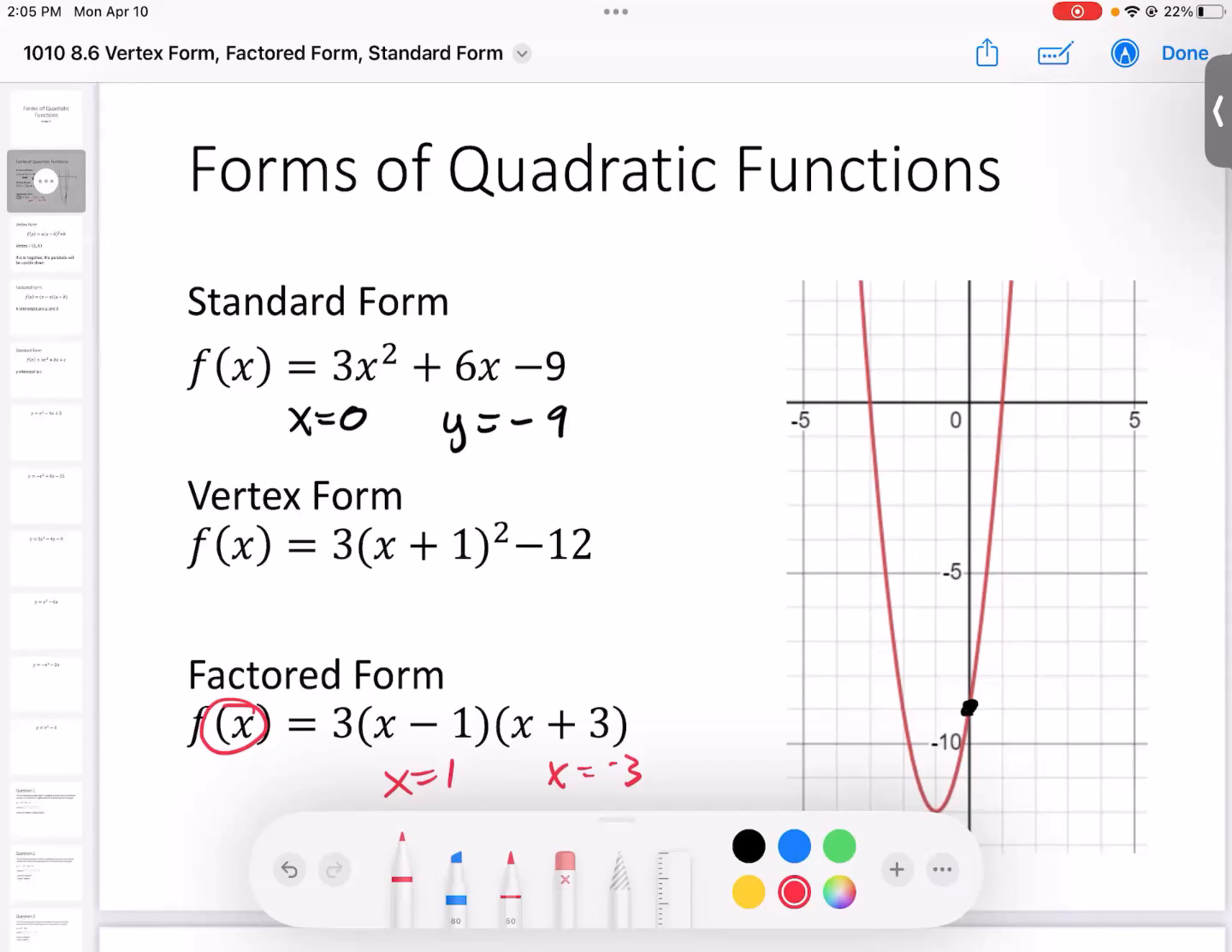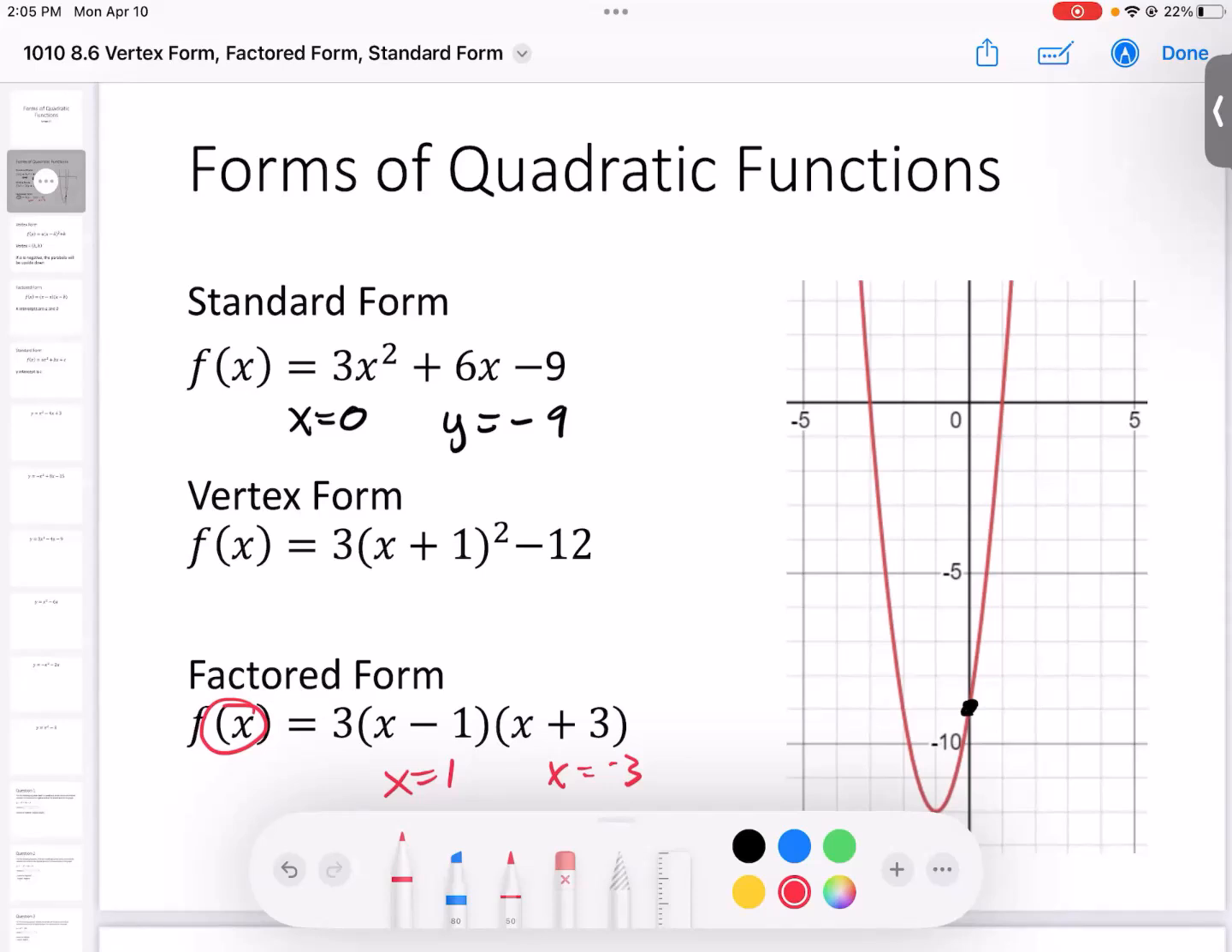On your homework, they'll give you stuff in standard form, and then you will need to find the x-intercepts. You can do it by factoring, or if you use the quadratic equation on this, that will also give you the x-intercepts.